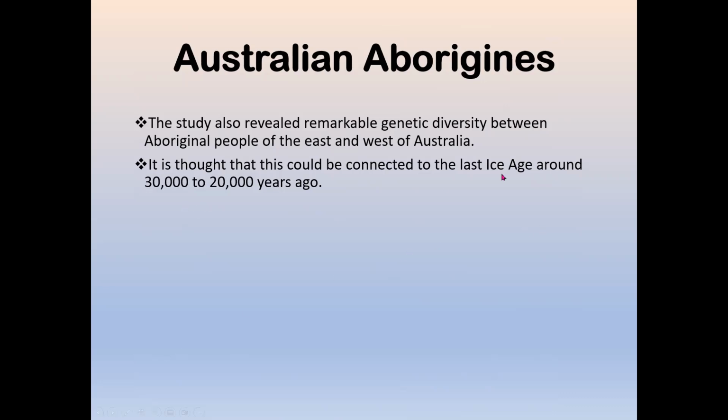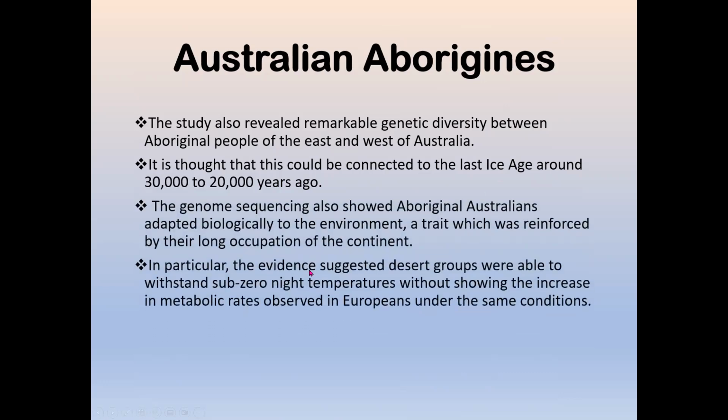Okay, now there was an ice age 30 to 20,000 years ago, and it finished about 10,000 years ago. And the Aborigines that went down to what is now Tasmania were cut off. Because of the ice age, they also adapted certain characteristics to allow them to survive in that ice age. And desert people were able to survive at sub-zero temperatures without showing any metabolic changes.